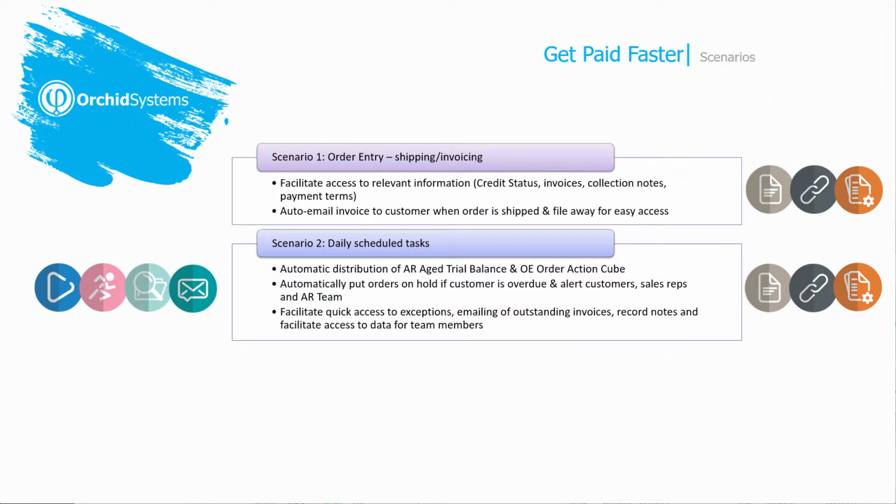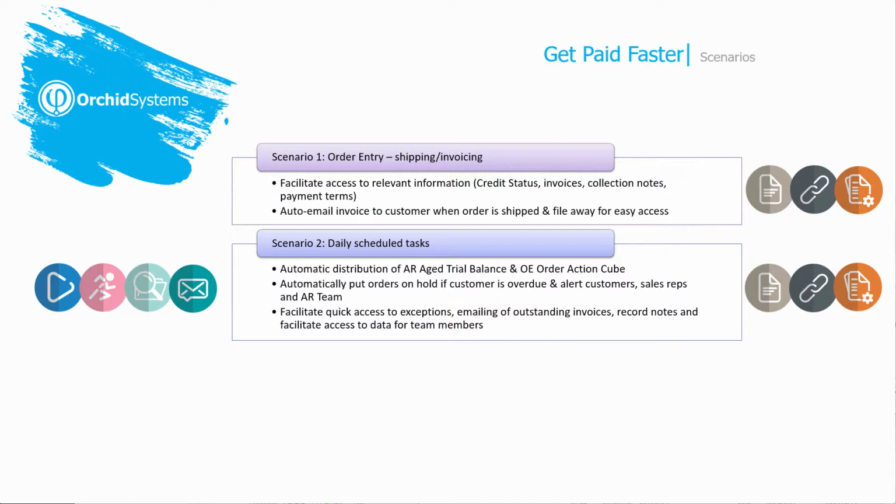We have just seen the automatic distribution of the AR aged trial balance and the order entry order action cube, which was done by Process Scheduler, Report Runner, and Info Explorer. And we also saw the email which automatically put orders on hold and sent an email to the customers, sales rep, and AR team, and that was done by Extender. And Process Scheduler scheduled that to happen overnight.